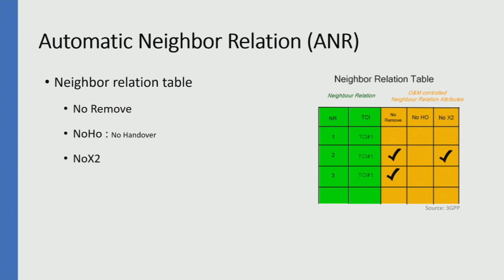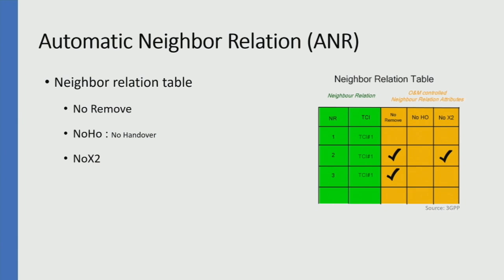there is something called a neighbor relation table. Each base station maintains a neighbor relation table. In this table, it has a list of all the neighbors, all the base stations that are in the surrounding, and each has different attributes. For example, no remove, no handover, or no X2. No remove means the connection between these two base stations cannot be removed, it stays static. The second one, no handover.